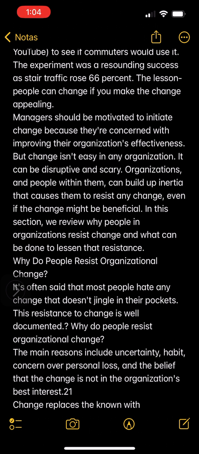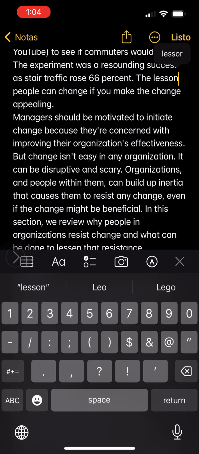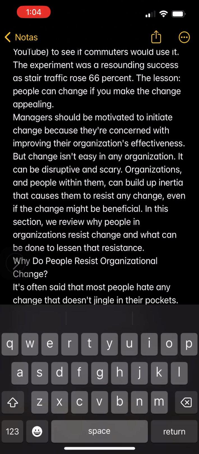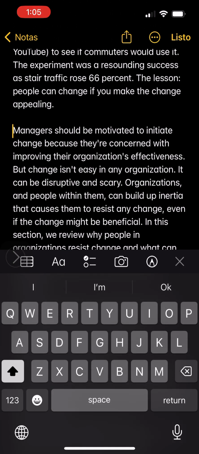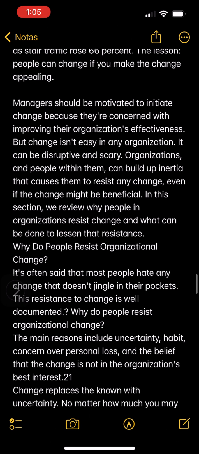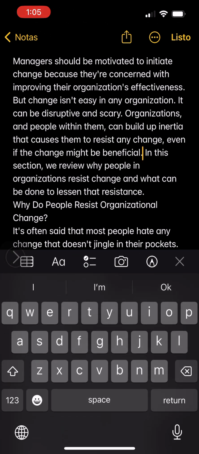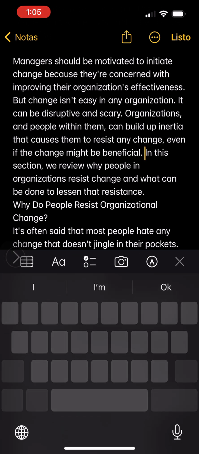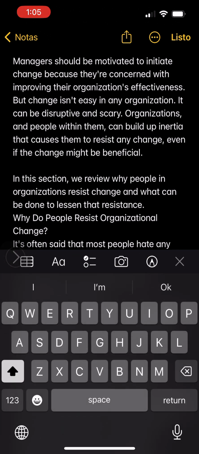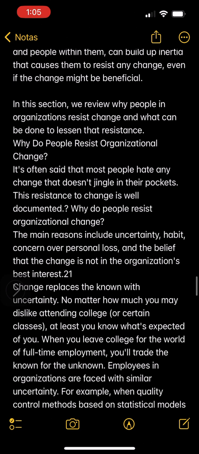Managers should be motivated to initiate change because they are concerned with improving their organization's effectiveness. But change isn't easy in any organization. It can be disruptive and scary. Organizations, and people within them, can build up inertia that causes them to resist any change, even if the change might be beneficial. In this section, we review why people in organizations resist change, and what can be done to lessen that resistance.